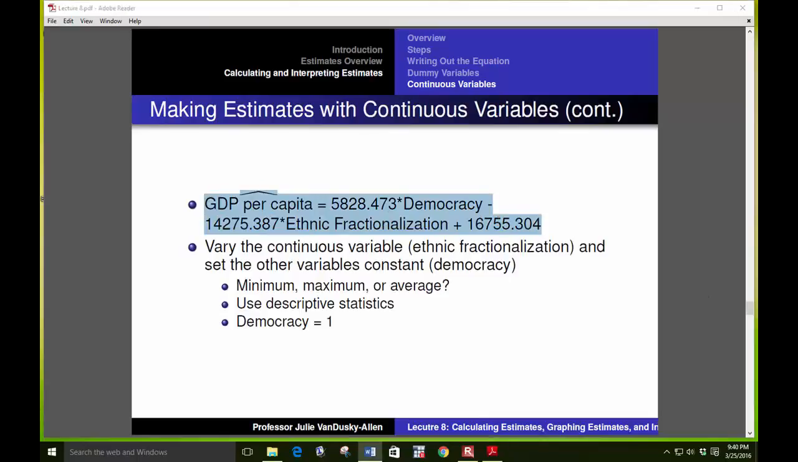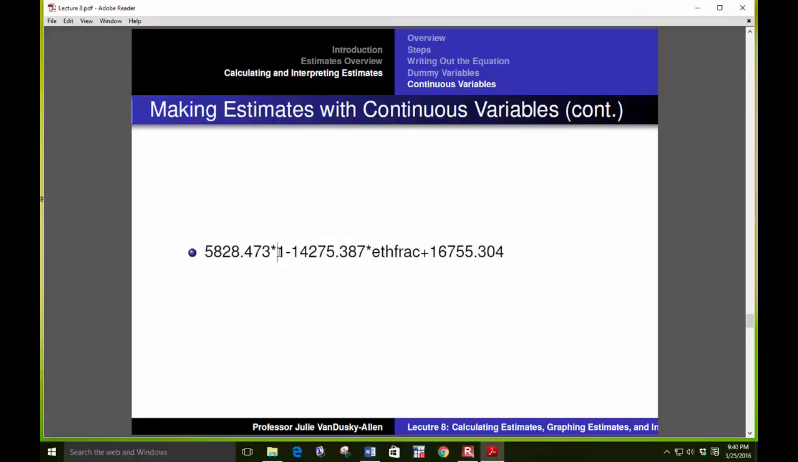So to do this, we start with this equation here. And we will vary ethnic fractionalization and set democracy equal to a constant value. Note that if there were additional independent variables in this model, we would set them equal to a constant value as well. We could use descriptive statistics in SPSS to find the minimum, maximum, and average of democracy, but since we know it's a dummy variable, it's probably best just to set it equal to 0 or 1. I will set it equal to 1 just for demonstration purposes. So here's the equation I get.